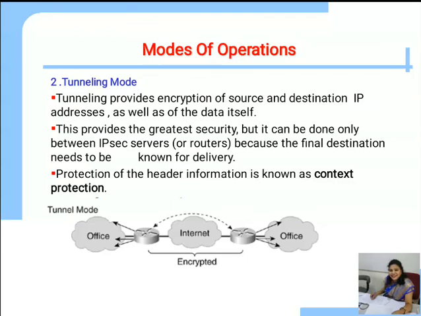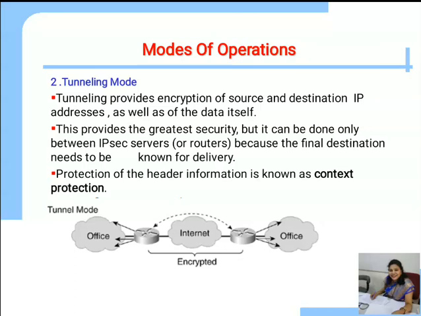Next is the tunnel mode. Tunneling provides encryption of the source and destination IP address as well as the data itself. In tunnel mode, we encrypt both the IP address and the data also. So if the IP address is encrypted, then how will the packet move further without knowing the source and destination IP address? So it adds a new IP header which contains the source address as the network router of the source or server of the source, and the destination address as the server of the destination PC.